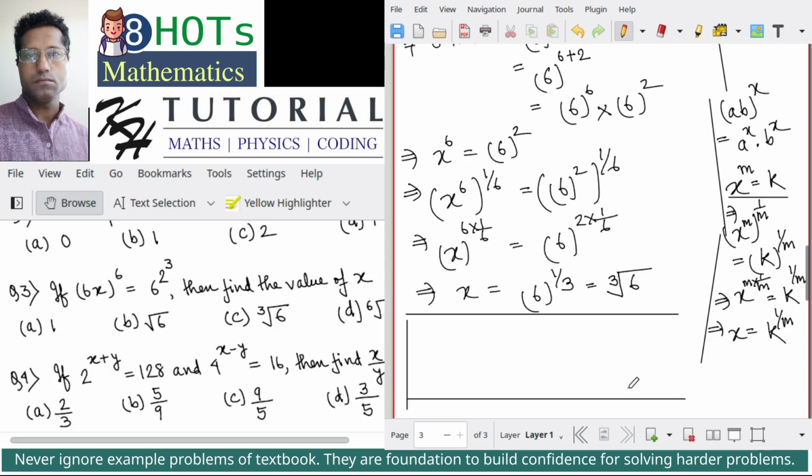Whenever the power is a fraction or a rational number, let's say x raised to the power 1 by n, where n is a positive integer, and x is some rational number not equal to 0, then this is written as the nth root of x. The notation is, we write the square root sign, and on the top left corner we write n. So this means nth root of x.